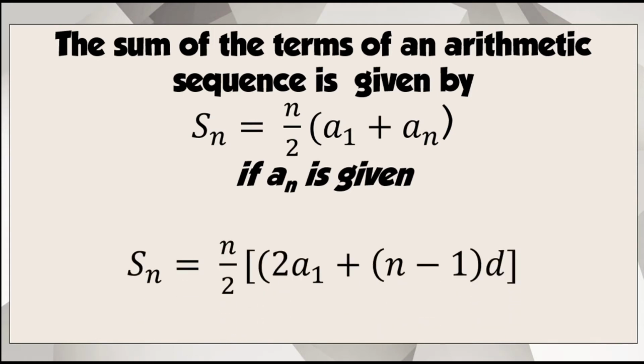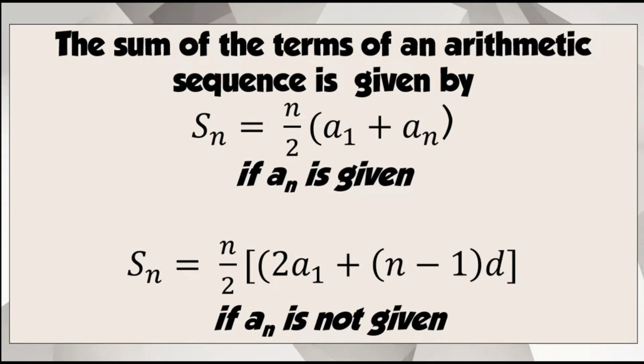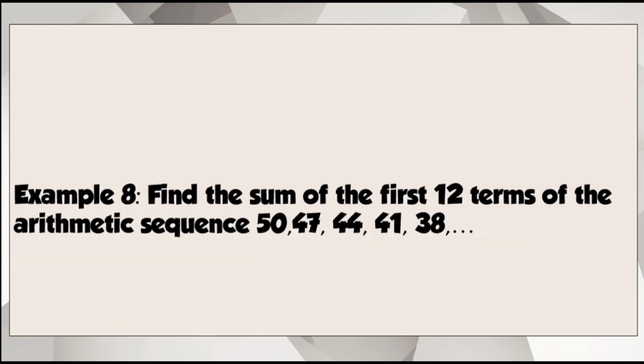For the second formula, we have s sub n equals n over 2 times the quantity of 2a sub 1 plus n minus 1 times d. We can use the second formula if the last term is not given or not identified. And of course, if you notice, the common difference should be given also. Let's proceed to an example.